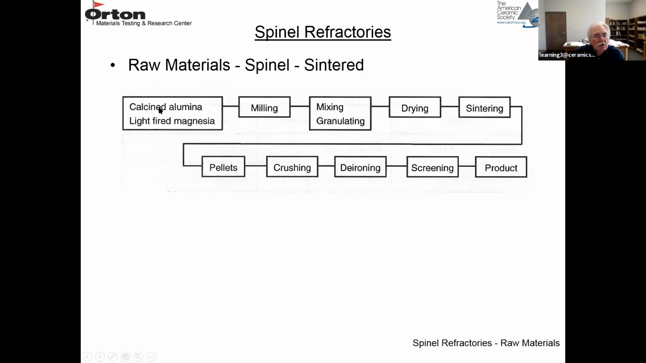So the sintered process for forming spinel, you start out with alumina and MgO. These are calcined at lower temperatures, so they're not densified. They're mixed together in a milling process. They're granulated, they're dried, and then they're sintered. These pellets are then crushed. You can remove iron at this stage and screened into the various sizes for the product.